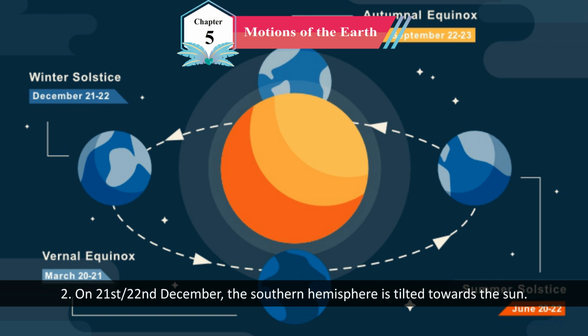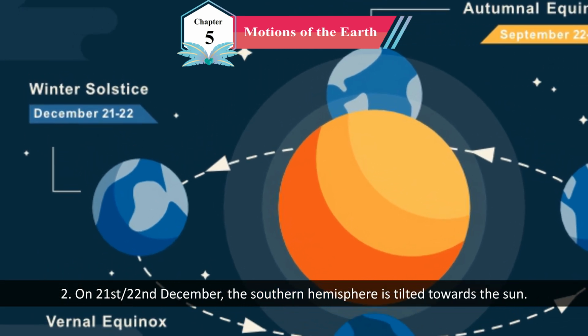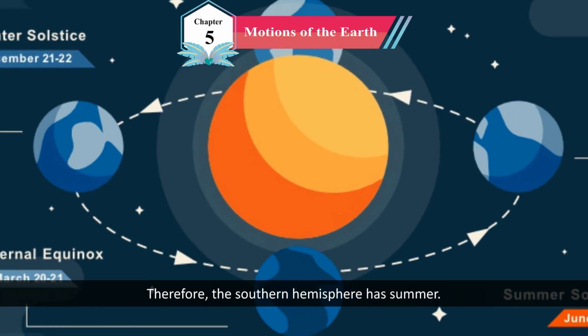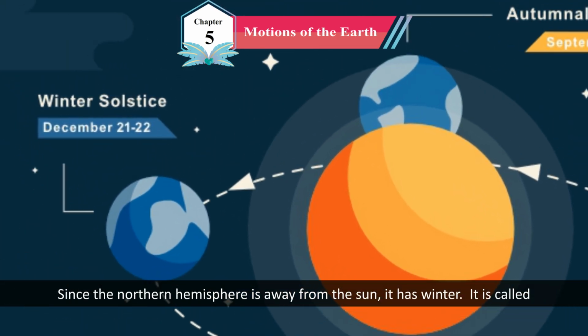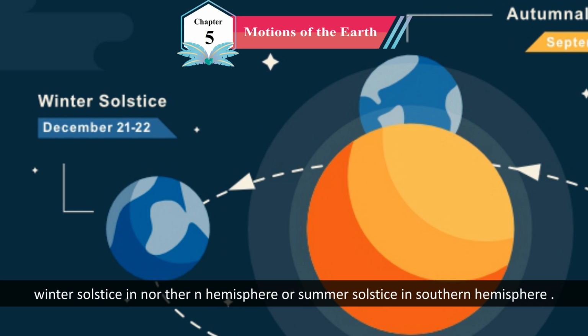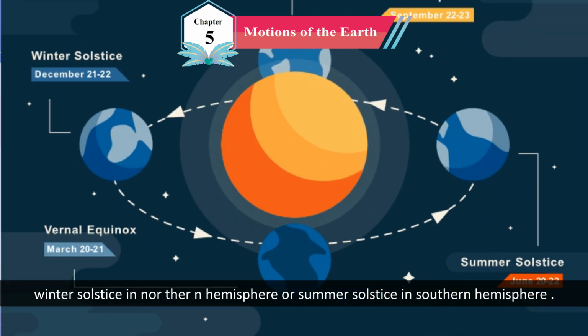Second, on 21st and 22nd December, the southern hemisphere is tilted towards the sun. Therefore, the southern hemisphere has summer, since the northern hemisphere is away from the sun. It has winter. It is called winter solstice in the northern hemisphere or summer solstice in the southern hemisphere.